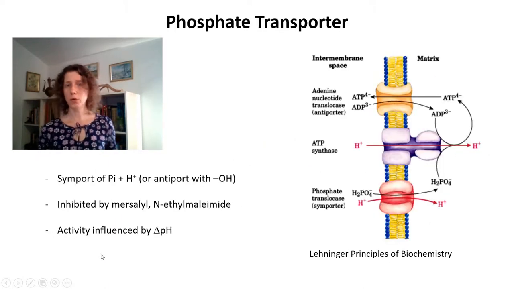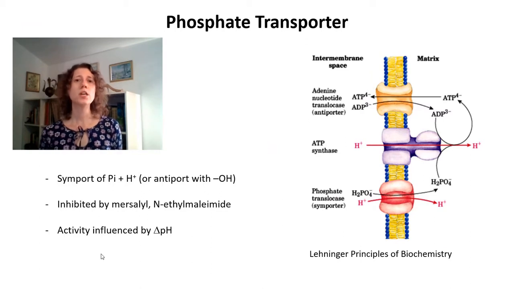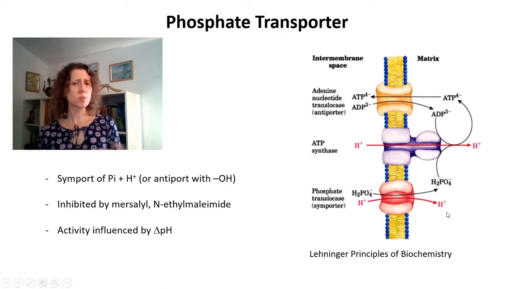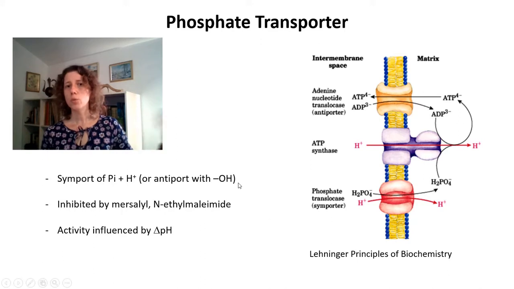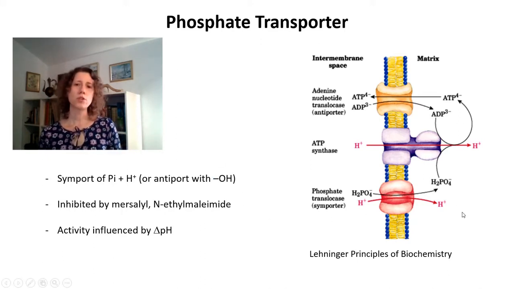Another really important, metabolically important protein is the phosphate transporter in mitochondria. It typically catalyzes the symport of phosphate with a proton, which is sometimes indicated based on kinetic studies as the antiport with an OH. But actually, the symport with a proton works perfectly fine in terms of understanding that this goes down also the delta pH potential in mitochondria.